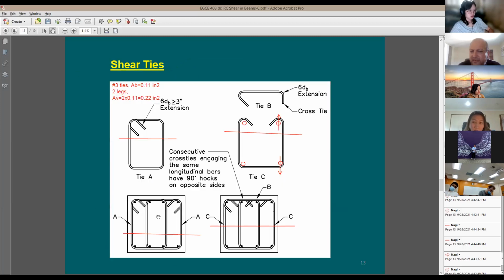How about in a case like this? If I have number 4, I'm going to change these values a little bit. Let's say here I have number 4 ties. What is A sub b for number 4? Can someone help me?